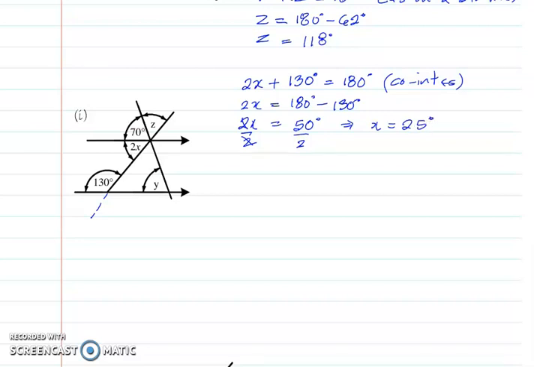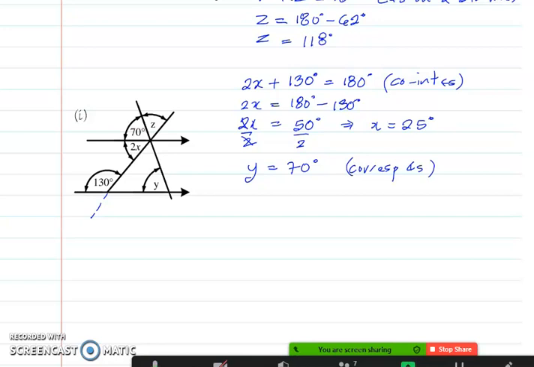So next I need to find y. I hope this is clear to everybody that y is equal to 70 degrees. Their corresponding angles. I hope everybody can see that. Y is equal to 70, their corresponding angles.